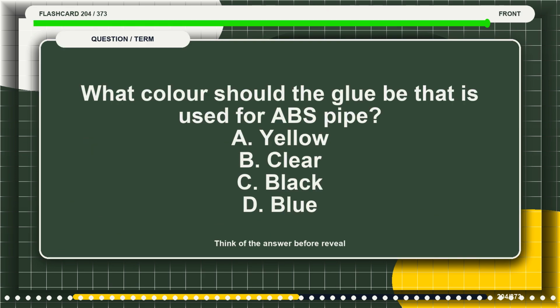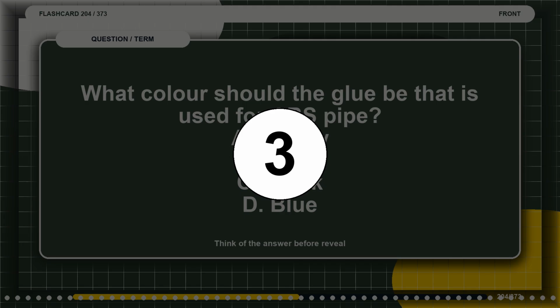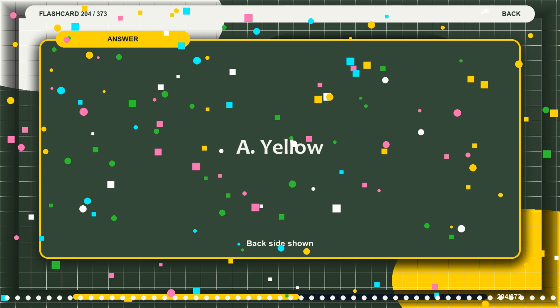Flashcard 204. What color should the glue be that is used for ABS pipe? A. Yellow. B. Clear. C. Black. D. Blue. Think of the answer before the reveal. The answer is A. Yellow.